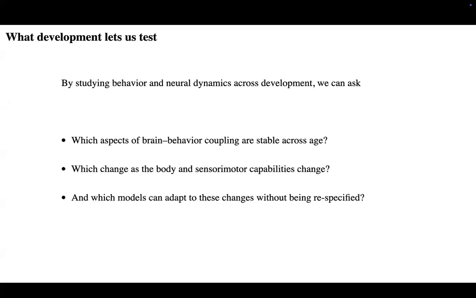So, what development lets us test is, by studying behavioral neural dynamics across development, we can ask, for example, which aspects of brain behavior coupling are stable across age? Which change as the body and sensory motor capabilities change? And which models can adapt to these changes without being respecified?